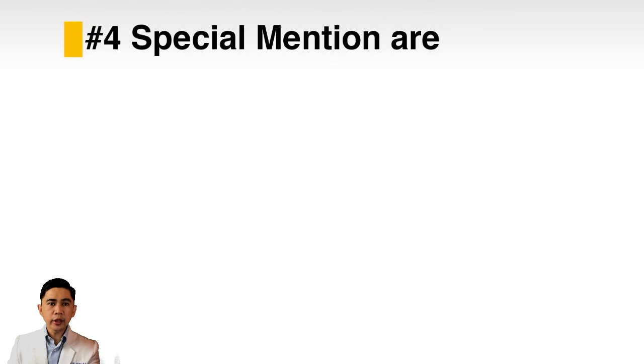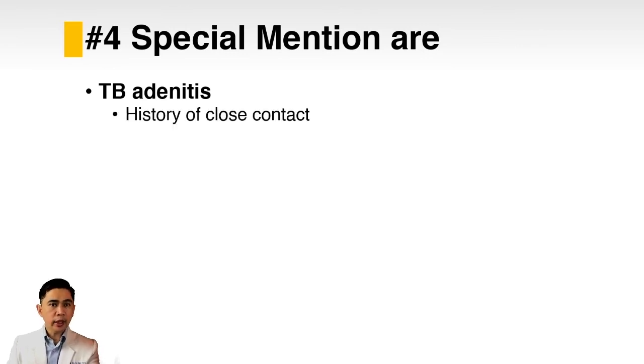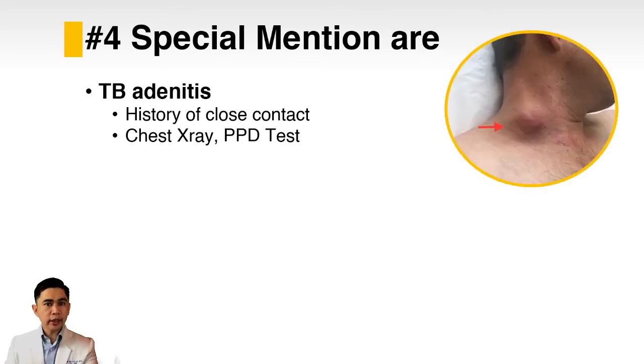Special mention in this 2 weeks rule are TB adenitis. So these are TB-infected lymph nodes, and usually you can diagnose this if in the history there is a close contact of a TB patient, chest x-ray, but more importantly, a PPD test. So this is an example of a TB adenitis. Some may have erythematous skin overlying it, but some don't. So TB adenitis can be there for more than 2 weeks. Some may have it for a year or so.